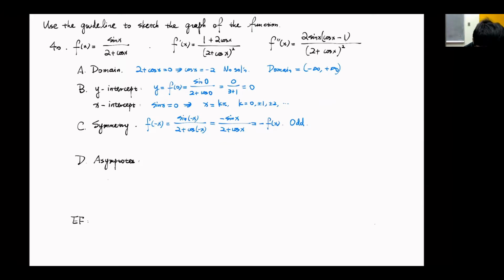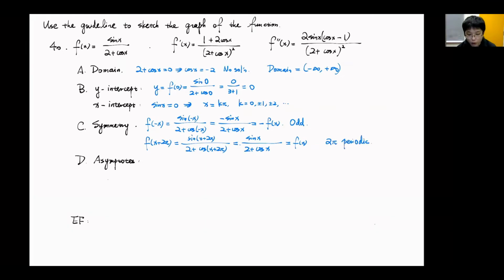We will be able to see that indeed f of x plus 2 pi is equal to sine of x plus 2 pi divided by 2 plus cosine of x plus 2 pi, but because both sine x and cosine x are periodic functions, sine of x plus 2 pi and cosine of x plus 2 pi are simply going to be sine of x and cosine of x respectively. So this is going to be f of x. So this is telling me that it's 2 pi periodic.